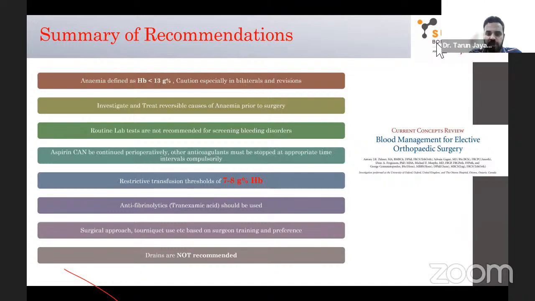This is another important point to note. The earlier sayings that aspirin should be stopped 5 days or 3 days prior to surgery do not hold. And aspirin can actually be continued during the course of surgery. Restrictive transfusion thresholds of 7 to 8 grams hemoglobin. That is, only if the hemoglobin is dropping below 8 grams should you consider a transfusion and not before that. Tranexamic acid should be used. Surgical approach and tourniquet use are based on surgeon preference and training, and drains are not recommended.